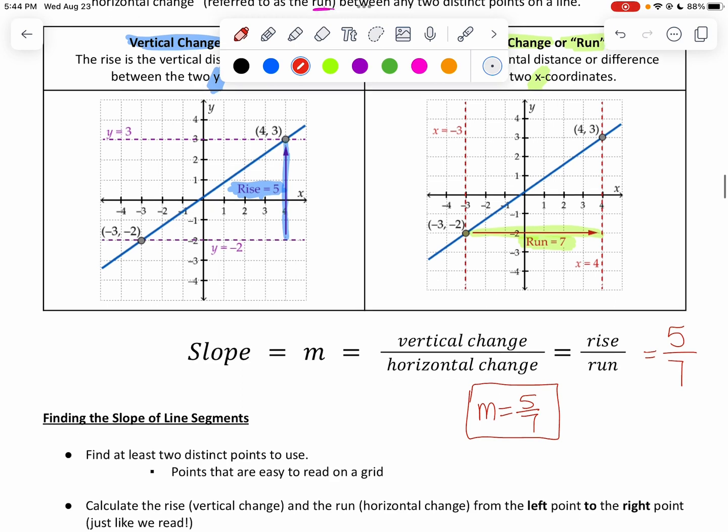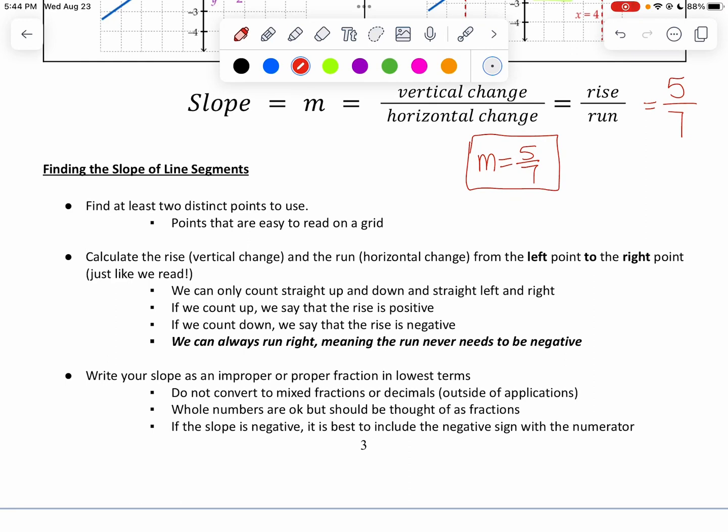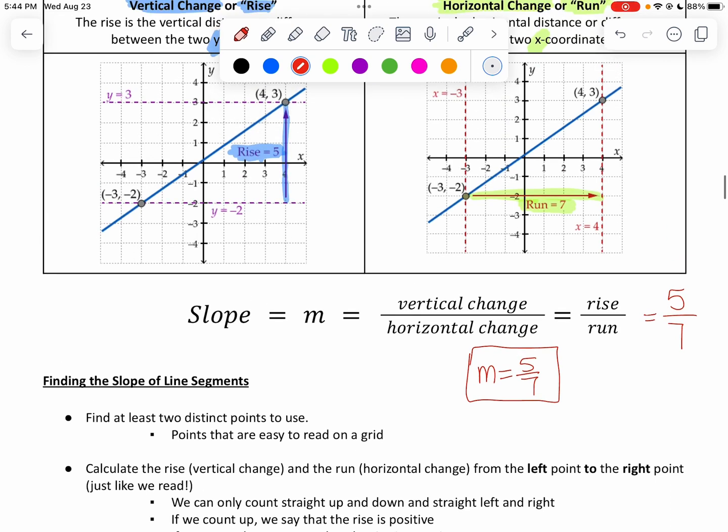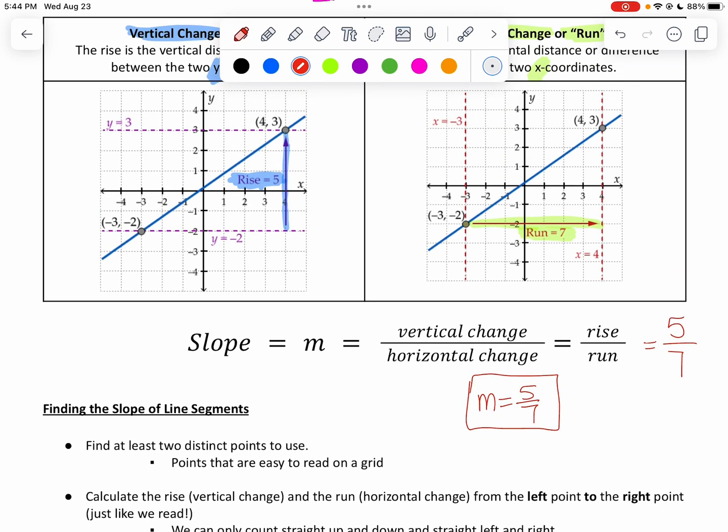So, finding the slope of line segments. I'm going to read through these instructions quickly, and then we'll do an example, because an example is going to be the easiest way to see this. Finding the slope of line segments. Number 1, we're going to find at least 2 distinct points to use. As mentioned before, we want points that are easy to read on a grid.